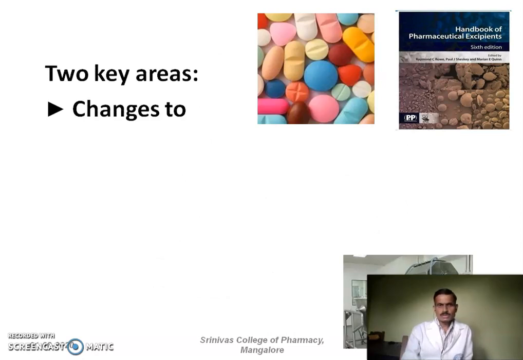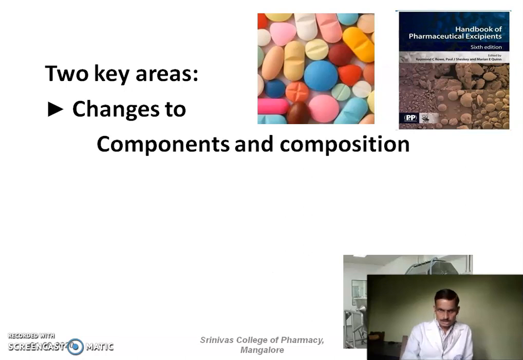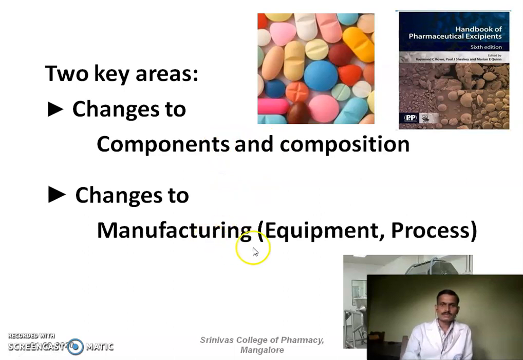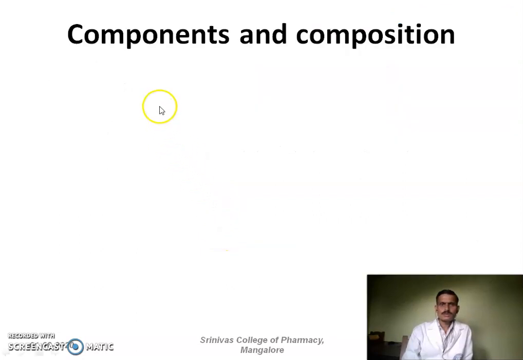So it mainly defines two key areas. That is, changes to components and composition, that is mainly the formula and how the change in the raw materials affects it. So components will all be discussed here. Next, changes to manufacturing, that is process and change in the equipment. So that will be discussed. First, we will discuss components and composition.